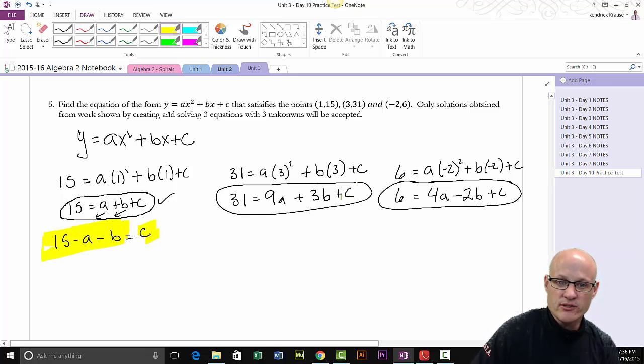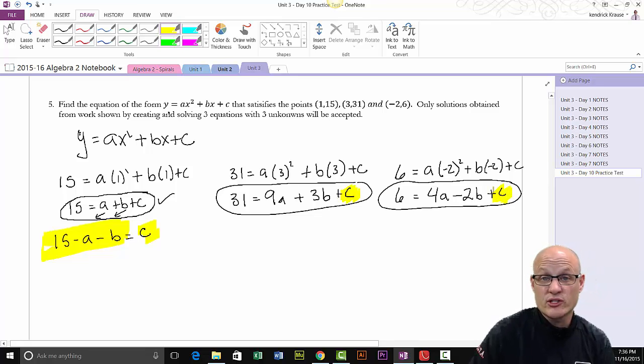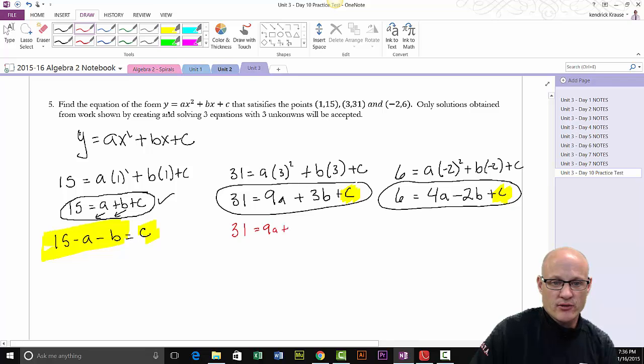So I'm going to replace C's. There they are. I'm going to replace those two C's with this mess here. So let's do that. 31 equals 9a plus 3b plus 15 minus a minus b. Or, let's bring the 15 over. I get 16 equals, I subtracted the 15.